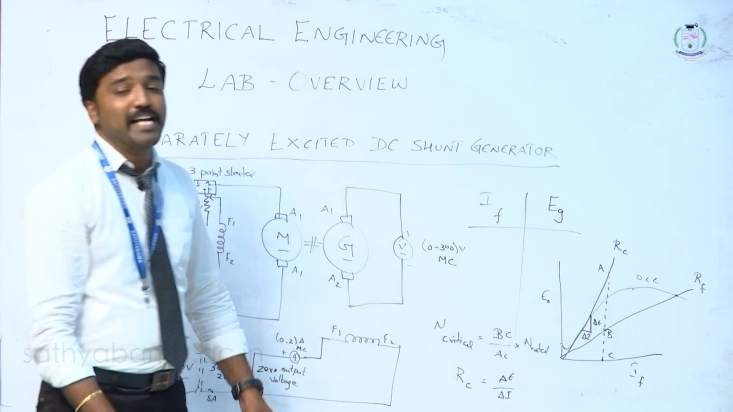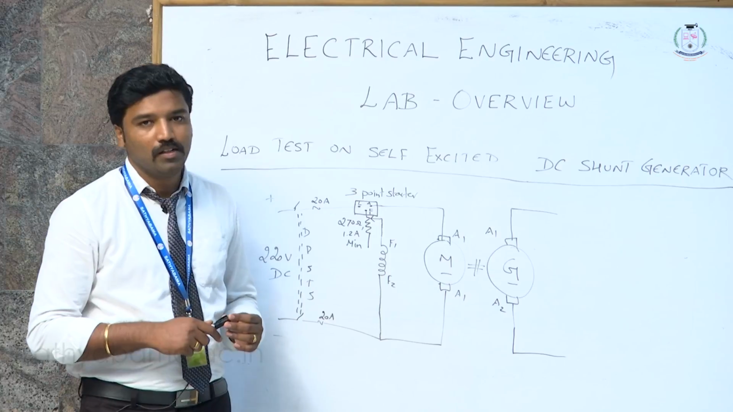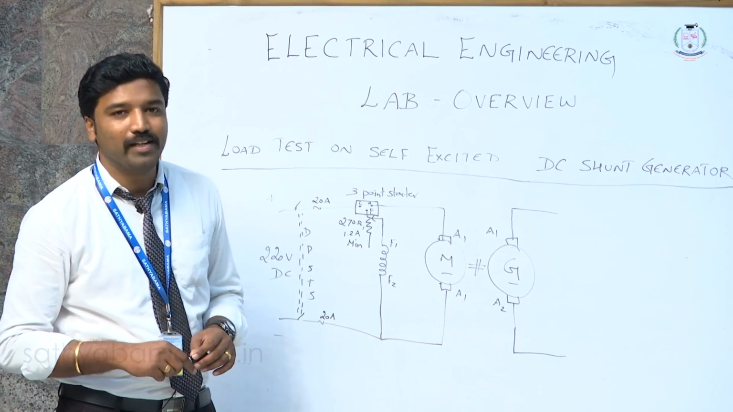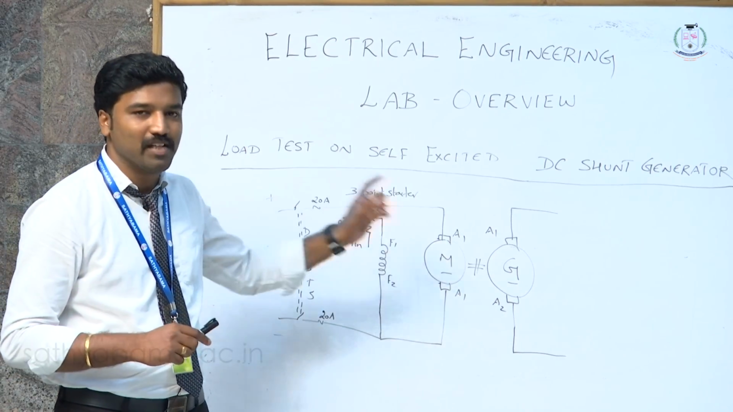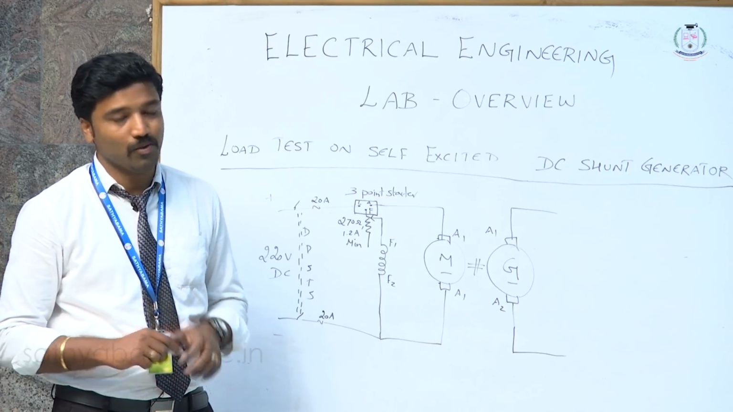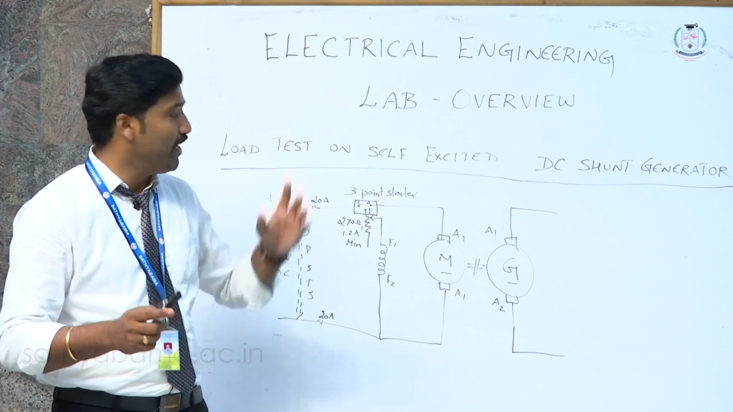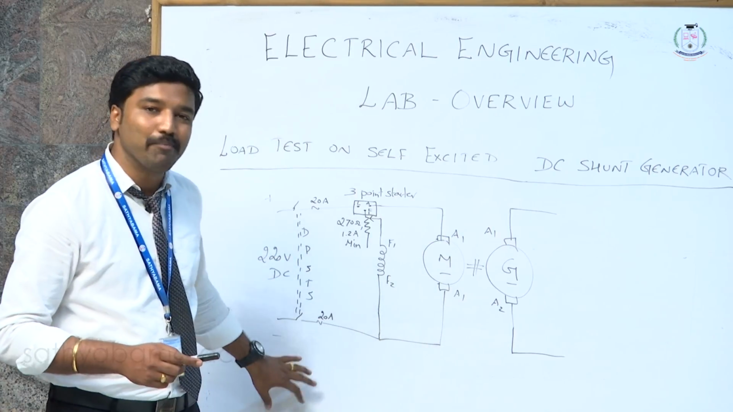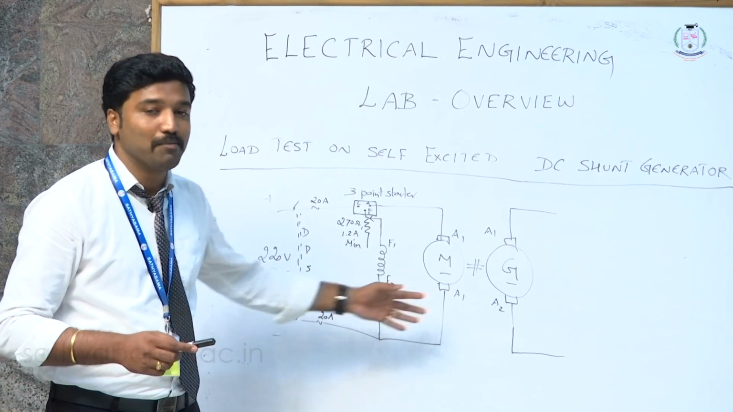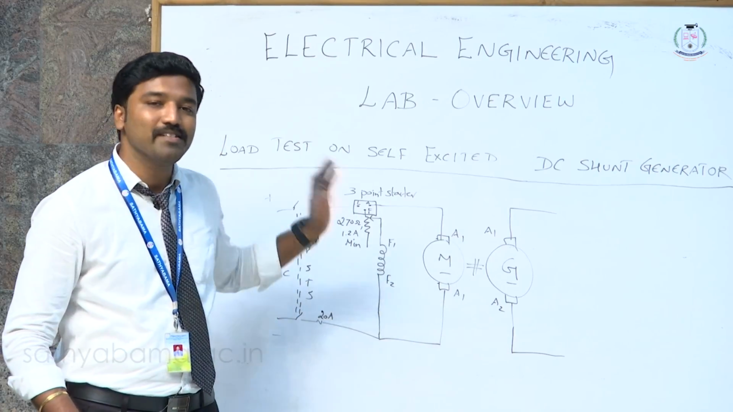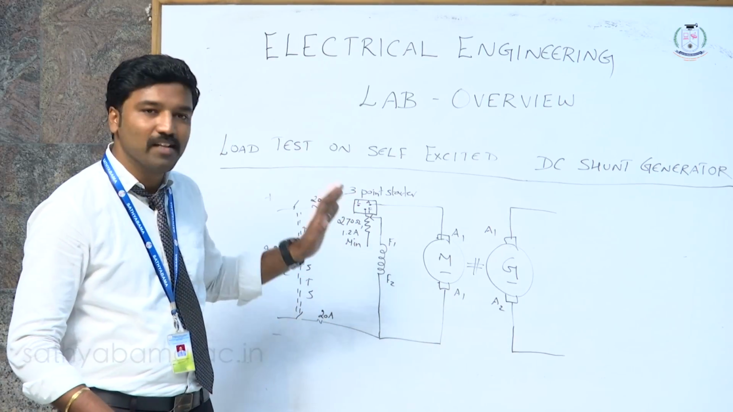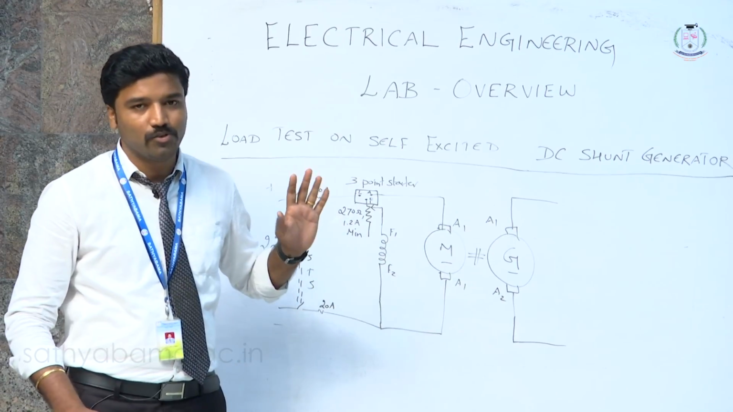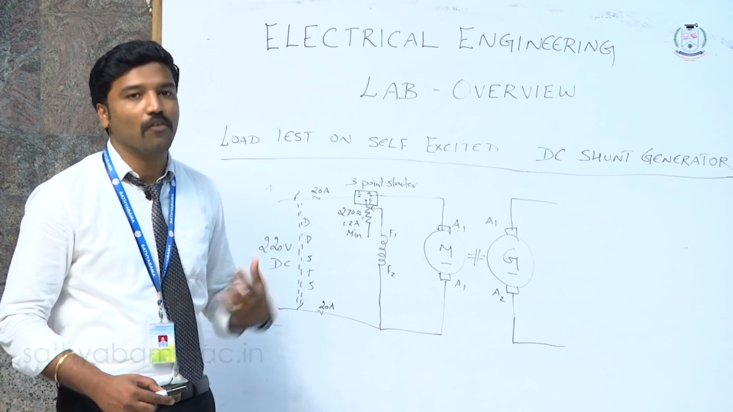By that, your experimentation part is over. So the second experiment we are about to deal with is the load test on a self-excited DC shunt generator. The difference we can easily identify from the previous experiment, which was separately excited, is that there the excitation was given separately, with a separate DC supply for the field excitation. But for this experiment, the excitation is provided by the generator itself. That is why it is named self-excited generator.